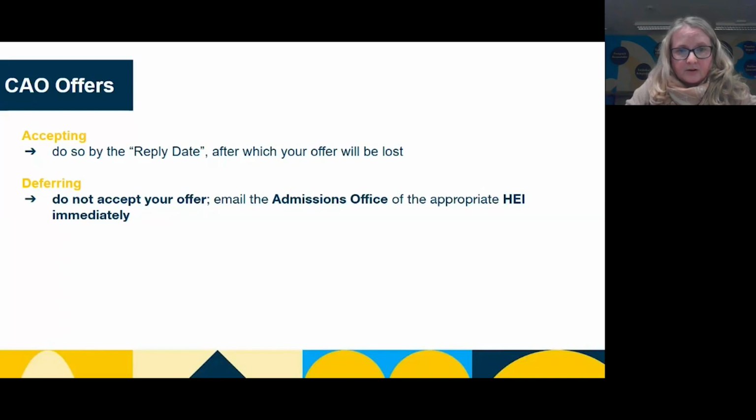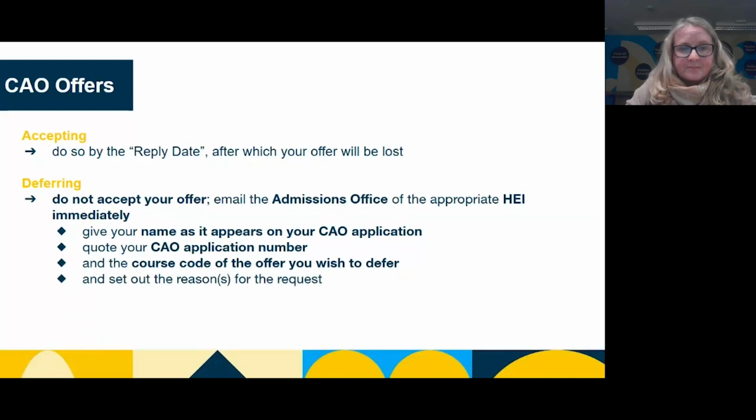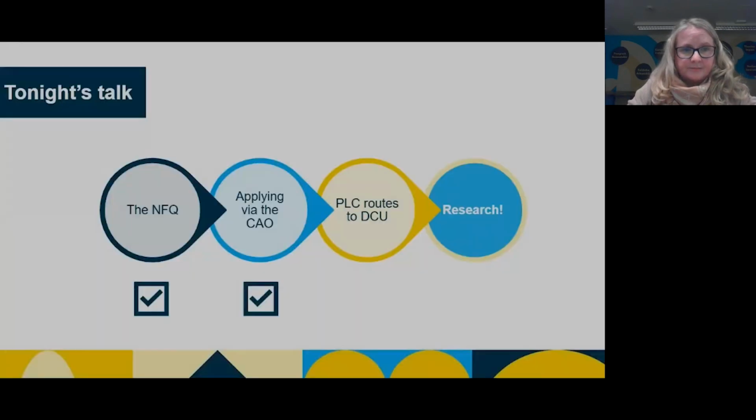You decide to defer your course. You email the admissions office in DCU. You give them your name as it appears on your CAO application. You quote your CAO application number and the course code for the offer you wish to defer. And you set out the reasons for your request, and you mark your email to the admissions office deferred entry. And that's how you do that.